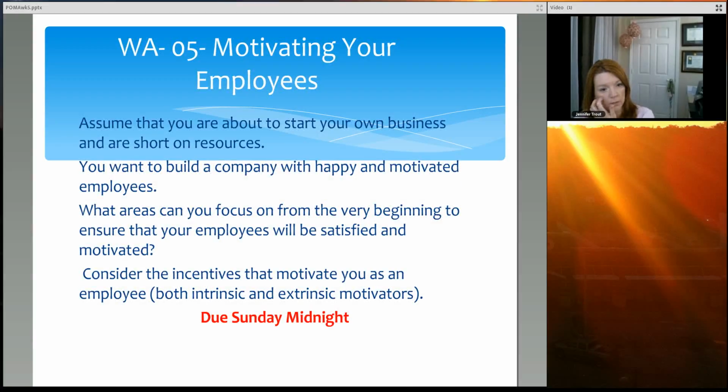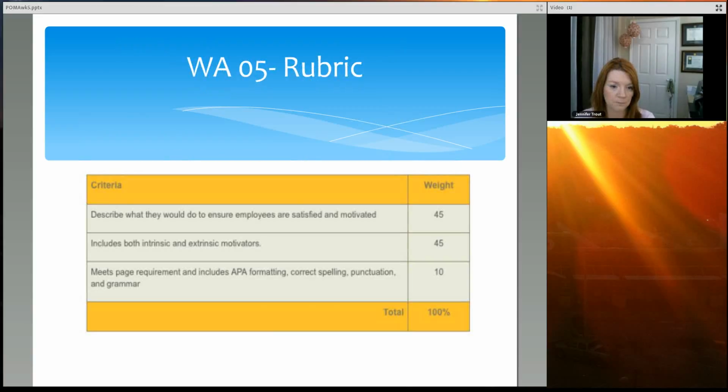So your other written assignment is really motivating your employees. Assume that you are about to start your own business and you are short of resources. You want to build your company with happy and motivated employees. So, what areas can you focus on from the very beginning to ensure that your employees are satisfied and motivated? Consider incentives like intrinsic and extrinsic motivators. So, a little hint there of what I'll be looking for.